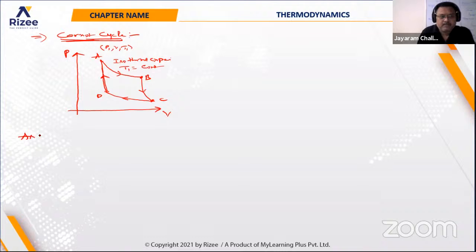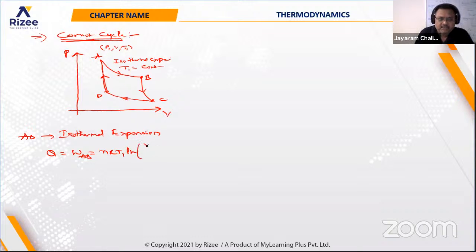So let me write this. From A to B, it is isothermal expansion. Since it's an isothermal expansion, the temperature remains constant. The work done or the heat supplied under the process A to B can be written as nRT1 into ln of V2 by V1, as the volume changes from V1 to V2. So that is the work done under an isothermal process. Now B to C is an adiabatic expansion.